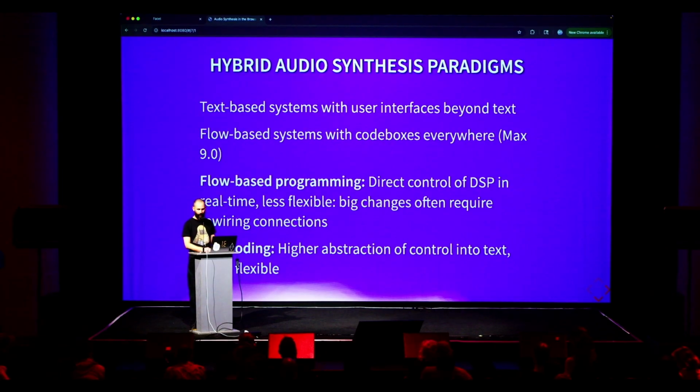But to take a step back, maybe my theory as to why that is, why it's good to hybridize, is that in flow-based programming, you have direct control over the DSP in real time. It's very low level, but it's also less flexible. If you want to make a big change, you have to rewire connections, and maybe that's too slow or will make a click, or it's just a little less convenient than live coding, which is a higher level of abstraction of control into text, which makes it more flexible, but means you have less direct control. And so why not both, right? It's good to have both.